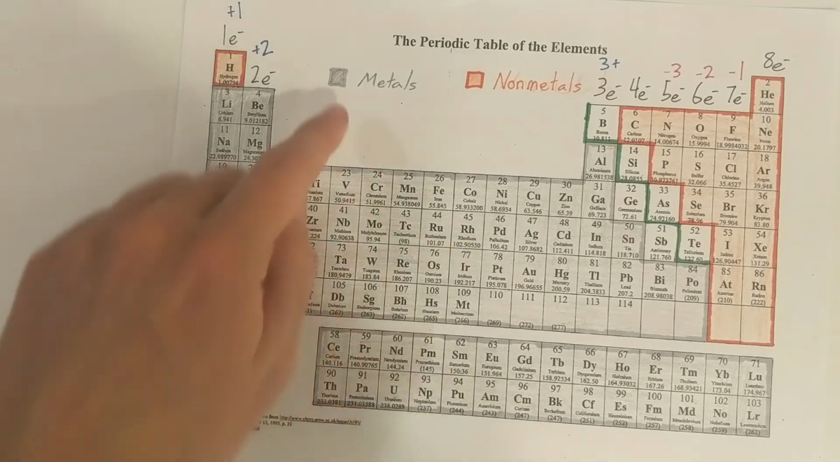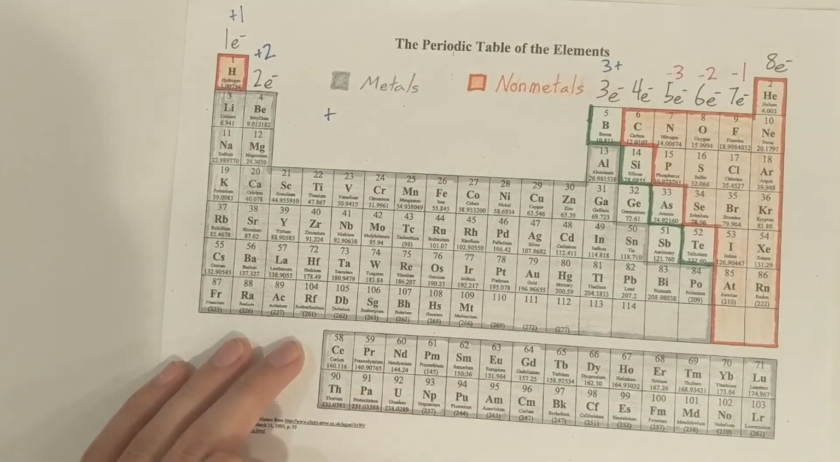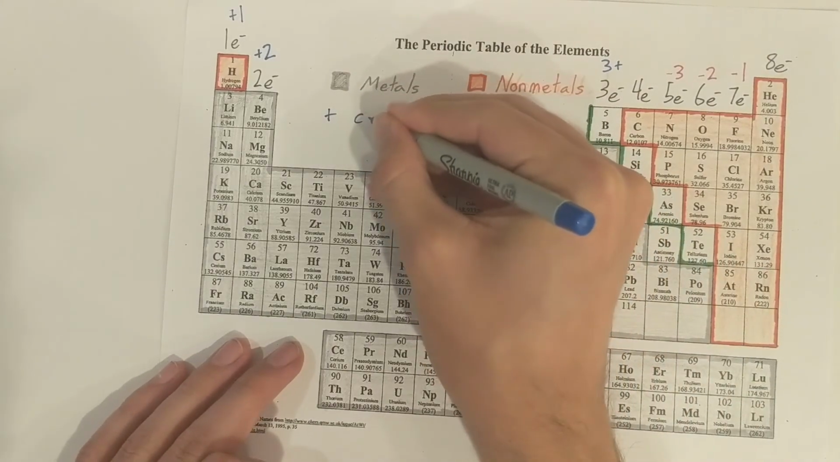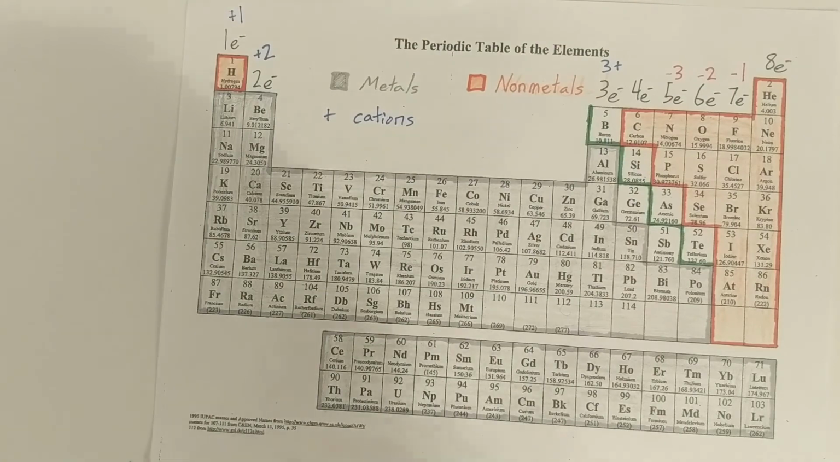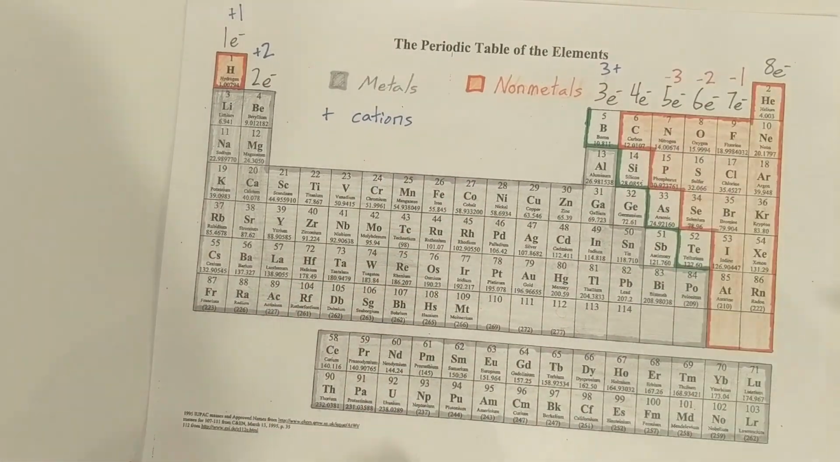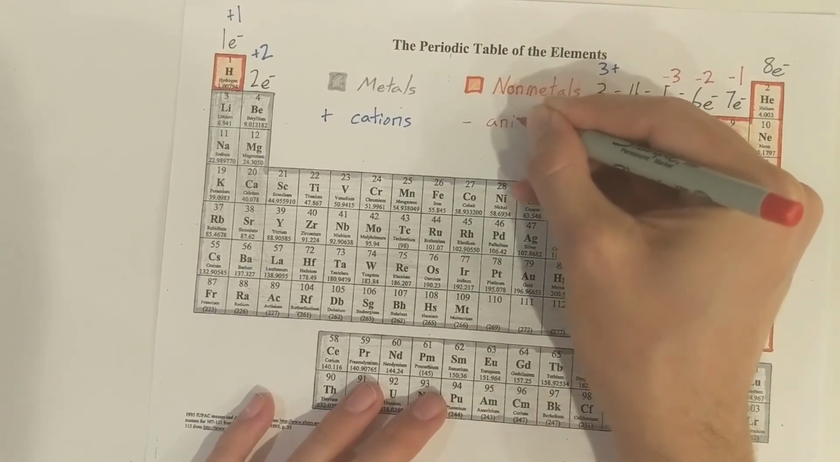One other thing, all our metals, if we notice, they're going to be plus, and when they're ions, we call plus ions cations. So going back to that vocabulary, you may have noticed all our nonmetals are negative ions, and if you remember, our negative ions are called anions.